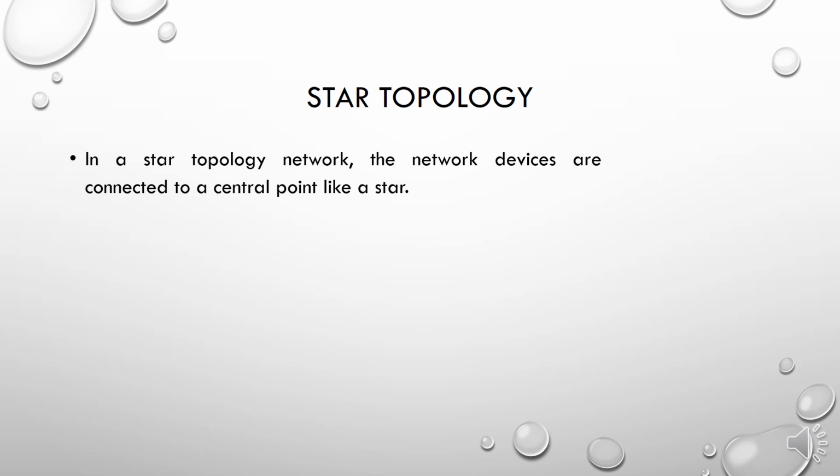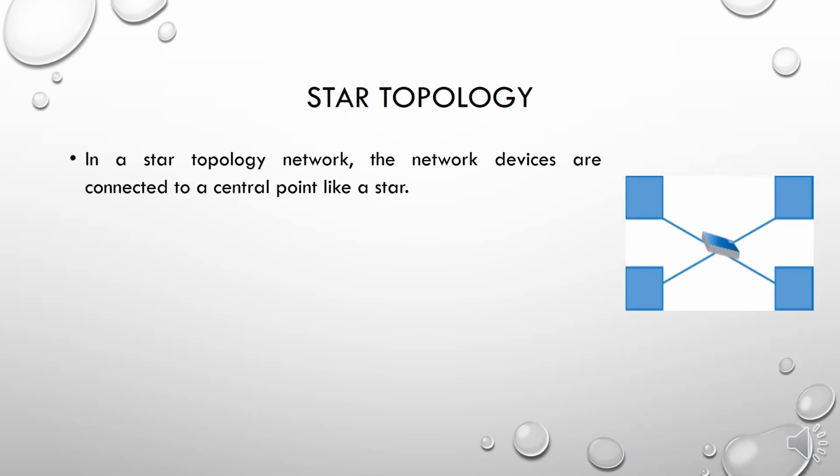As I mentioned last week, in a star topology network, the network devices are connected to a central point, like a star. Look at the example here. We have our central point. All network users are connected to what? To the central point. They are looking like a star. So the central point may be a hub, switch, or a router. All these are networking devices and we are going to discuss them in this class, inshallah.